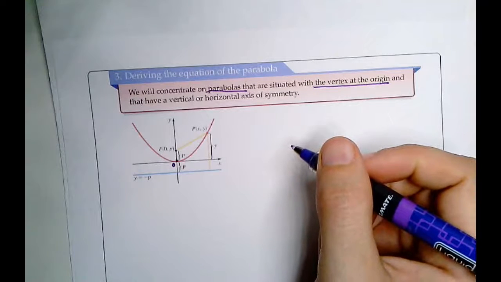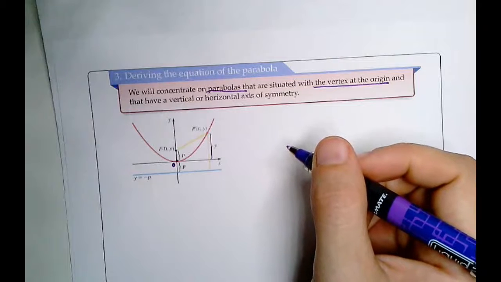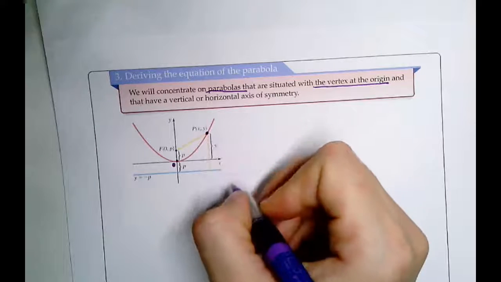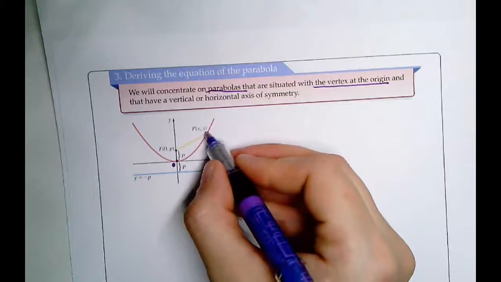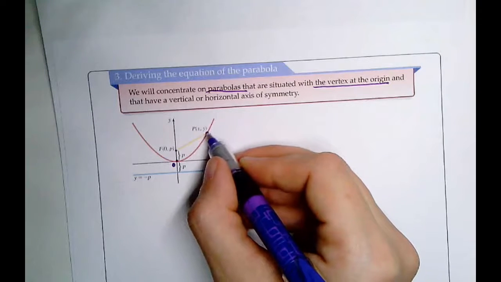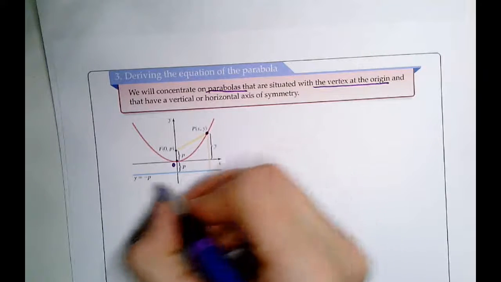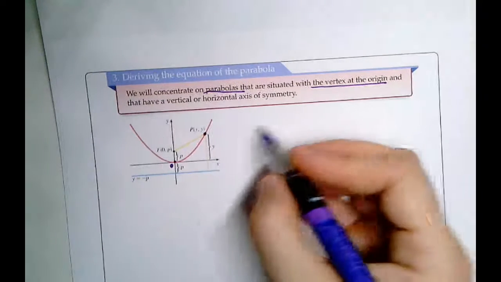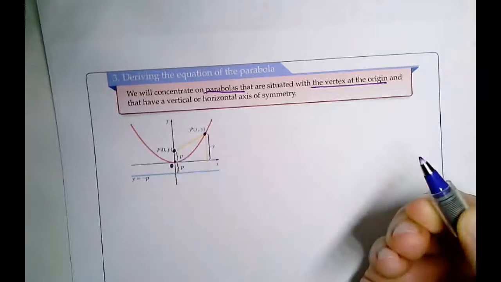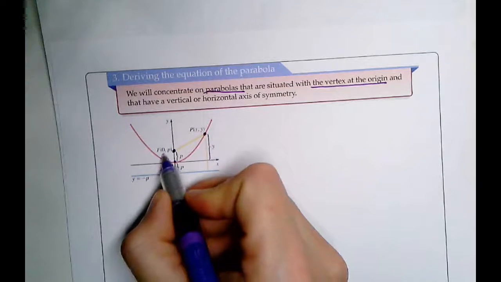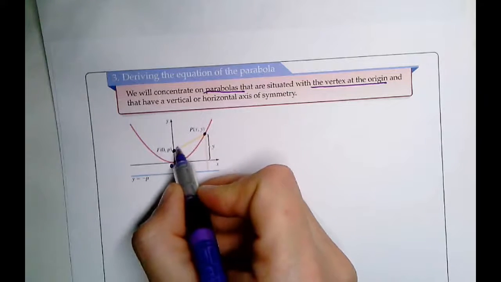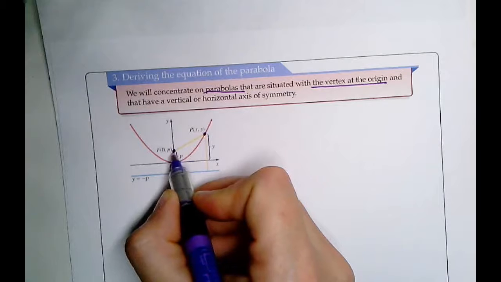If I look at a point P, (x, y), the distance from this point to the focus, which is right here, has to be the same as the distance from the point to the directrix, the line y equals negative p. So where is this p coming from? Notice that the focus is a point on the y-axis, so it has 0 for the x-coordinate and p for the y-coordinate. So the focus has coordinates (0, p). It's just a point.